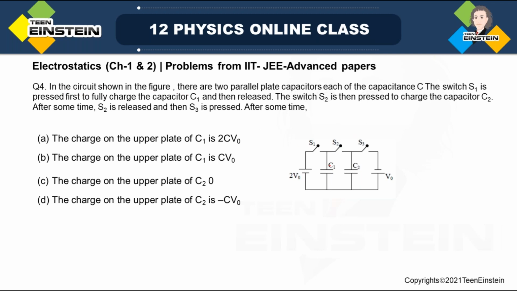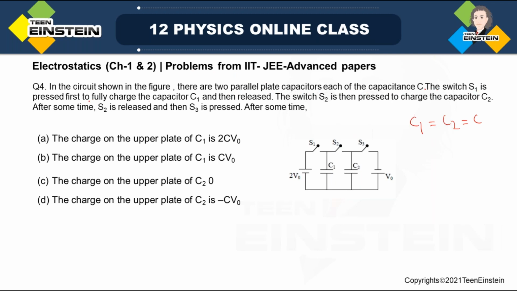In the circuit shown in the figure, first of all, let us see the figure. There are three switches, S1, S2, and S3, and there are two batteries having EMF 2V0 and V0, and two parallel plate capacitors, C1 and C2. They are connected in parallel if all the switches are closed. Each of them has capacitance C. So there are two parallel plate capacitors, each of capacitance C.